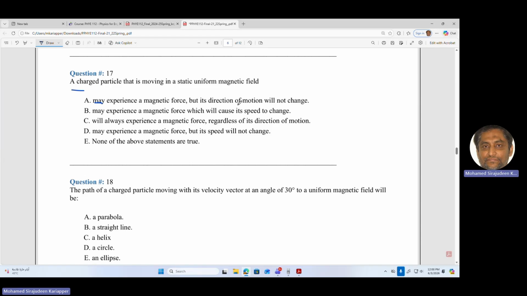The direction of motion will not change. That is wrong. The direction of motion will change. It depends. Okay, may change. B. So this is wrong.